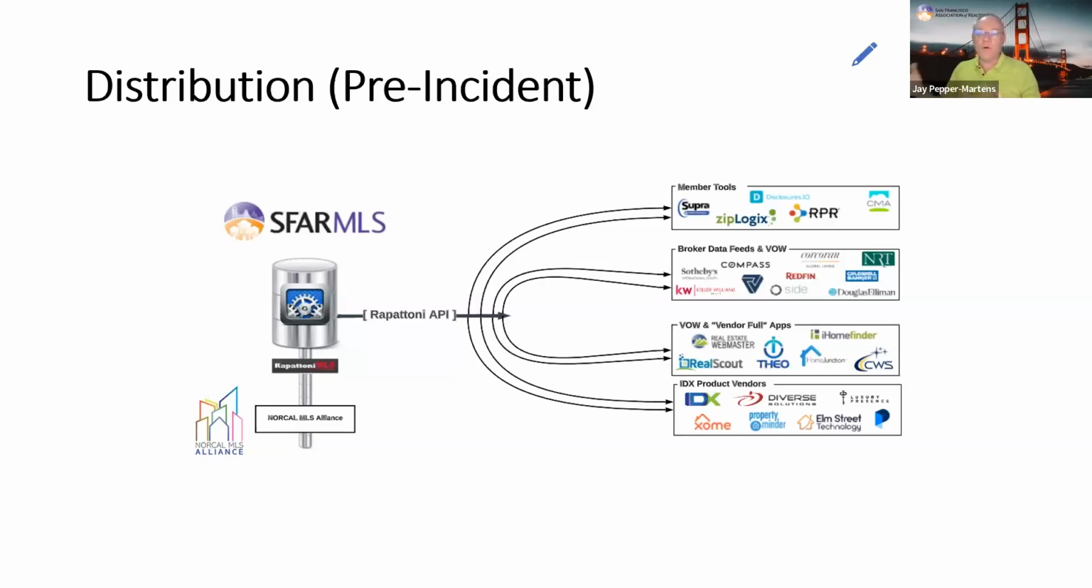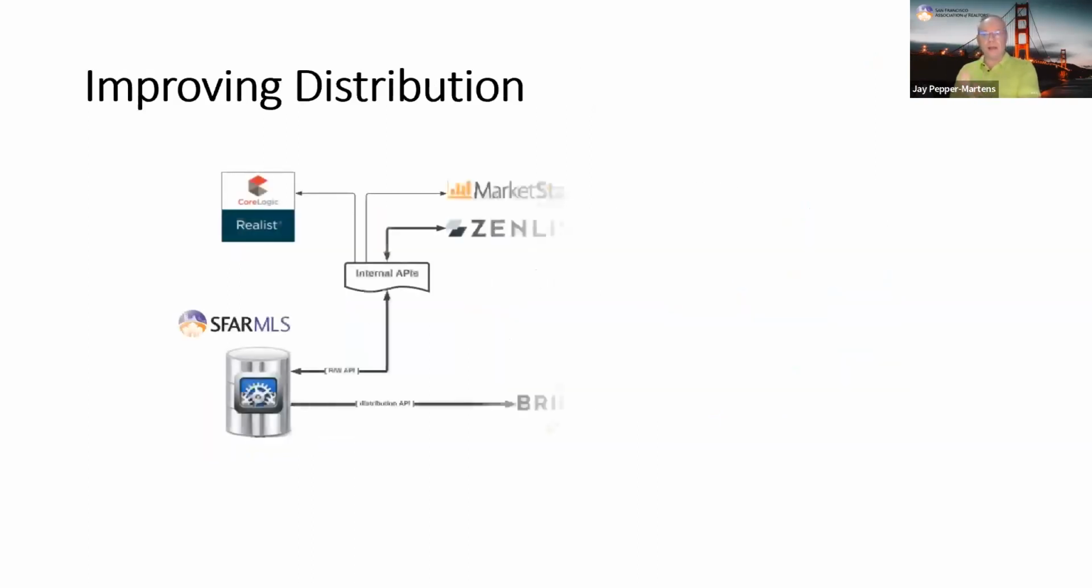So whether it's your broker back office, whether it's an app that you're using that you maybe have paid for, or a member tool that we're including as a member benefit, all of these get the data from Rapattoni MLS using Rapattoni distribution technologies. We've also built this custom piece that lets us do data synchronization with all the other MLSs of the Bay Area. So this is the way it looked pre-incident, but we had actually started to do something, right, Hud?